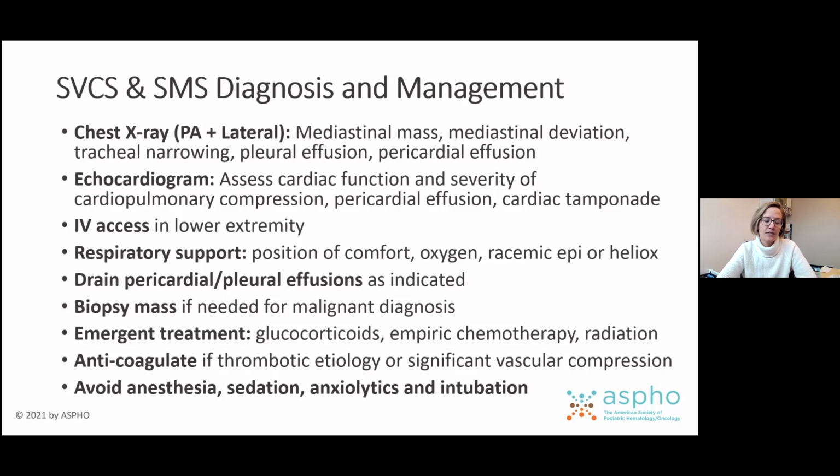Patients often also need to be anticoagulated if there's significant vascular compression due to the risk of thrombosis, and especially for those patients with leukemia who will ultimately be receiving pegaspargase as well. In general, the biggest thing to remember about mediastinal masses is to avoid anesthesia, sedation, anxiolytics, and intubation when possible.